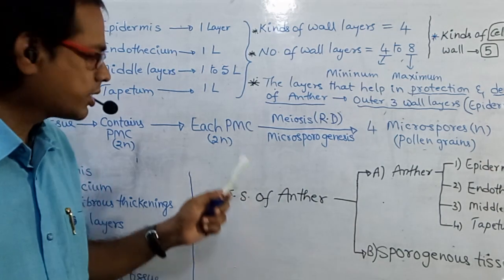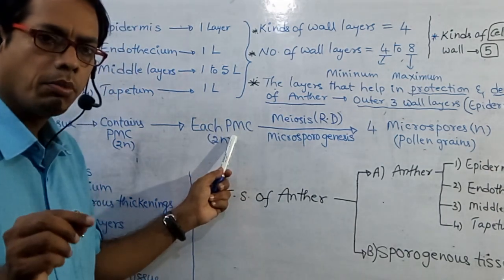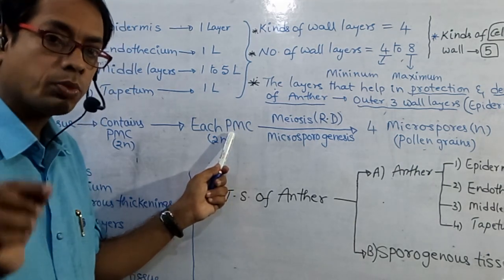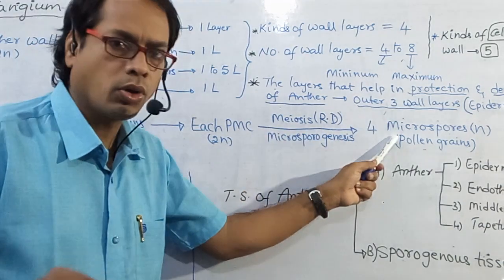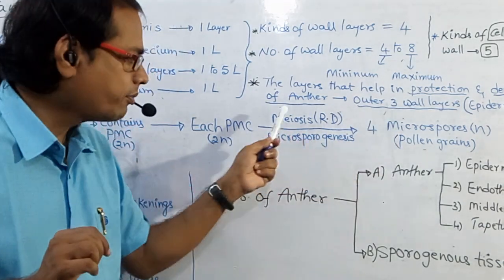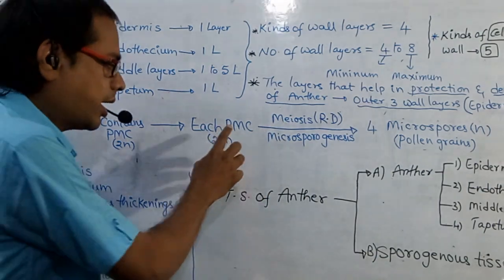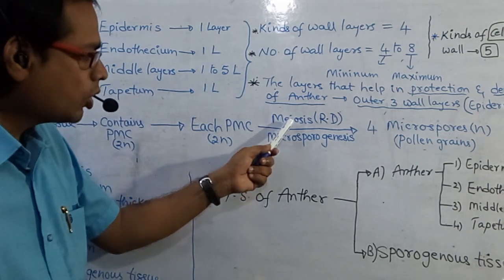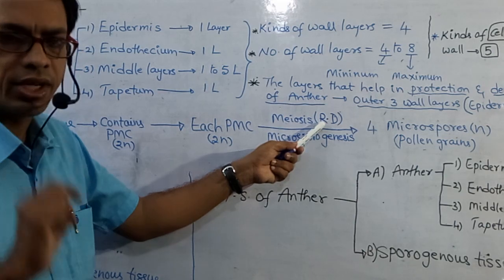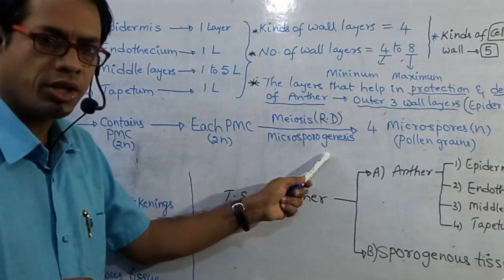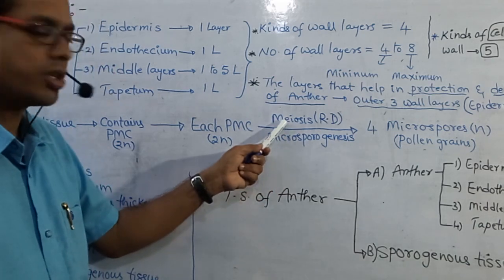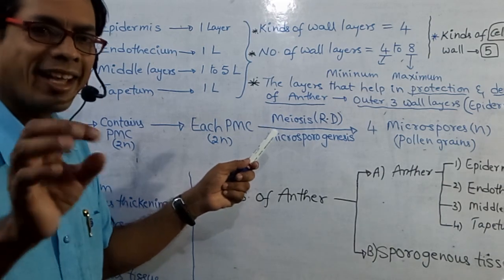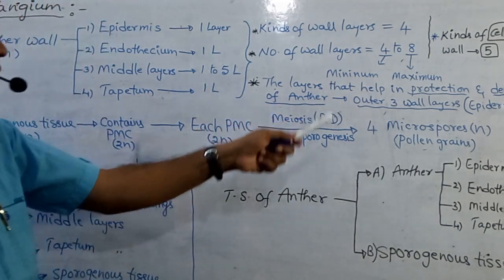Try to remember, my dear students: one PMC, or pollen mother cell, or microspore mother cell, produces 4 microspores. Number of meiosis required: 1. That means the number of PMCs is equal to the number of meiotic divisions. Meiotic divisions are also called reduction divisions. During microsporogenesis, which division occurs? Meiosis. Meiosis is also called reduction division, also called heterotypic division. Please note down all these points.